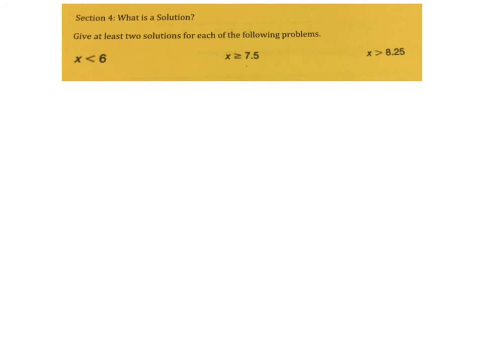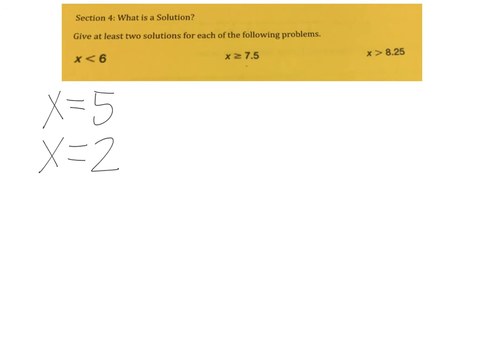For section 4, we are going to figure out what are some solutions to these inequalities. So we're going to give at least 2 solutions for each of the following problems. So the first inequality is x is less than 6. And you know it's less than because the alligator mouth is not open to the x. So I'm going to write 2 solutions for x. So I know that x could equal 5 because 5 is less than 6. And I know x could equal 2 because 2 is less than 6.